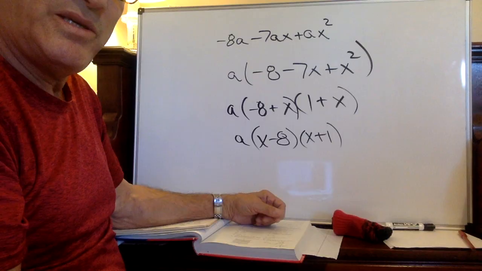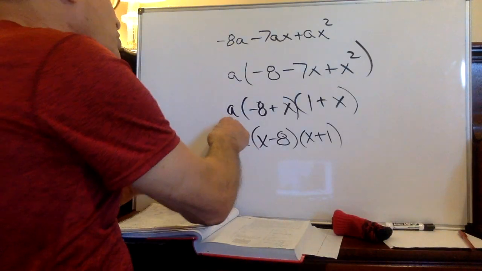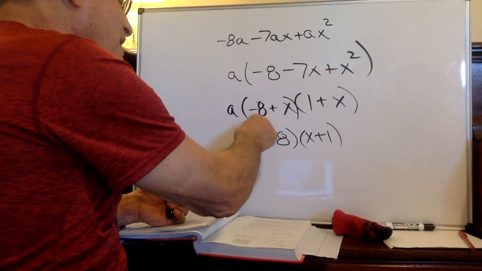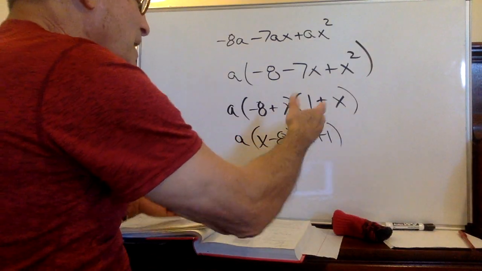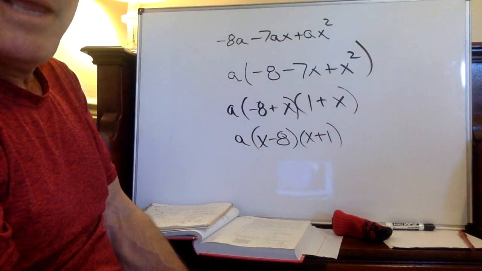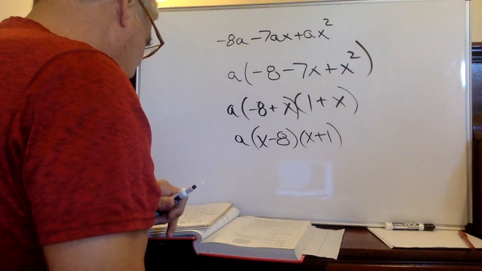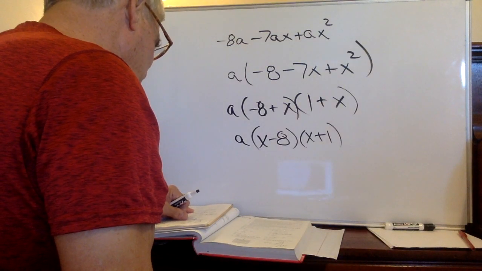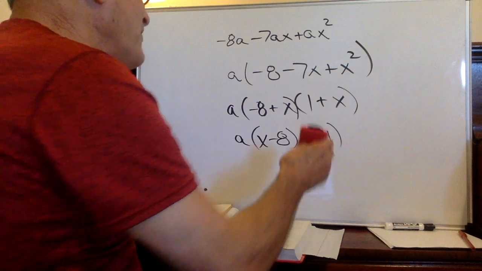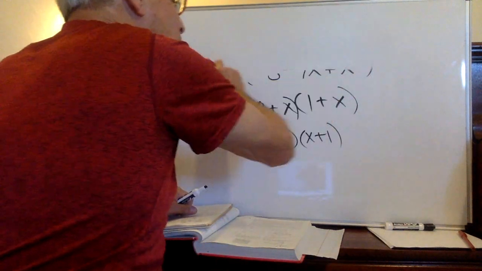A times x minus 8 times x plus 1, or you could have written it this way: A times negative 8 plus x times 1 plus x. These are equivalent. And that is completely factored. Okay? That was number 11.